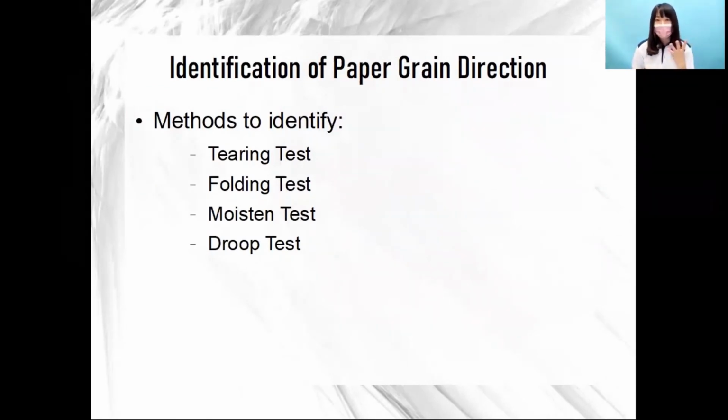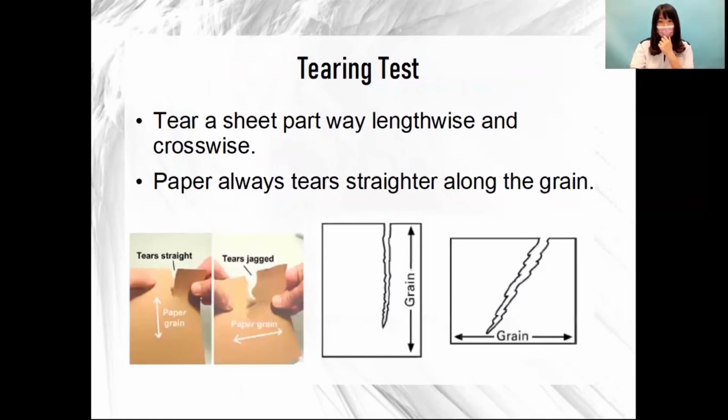Okay, we have four methods to identify paper grain direction. This is just for sharing purposes, like added knowledge for you all. They are the tearing test, folding test, moisten test, and drip test. The tearing test, moisten test, and drip test, these three types of tests are applied on paper type material, while the folding test is mainly applied on cut type material. Let me explain the tearing test first.